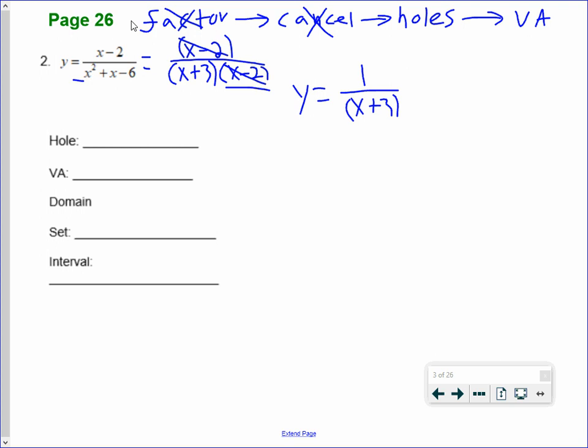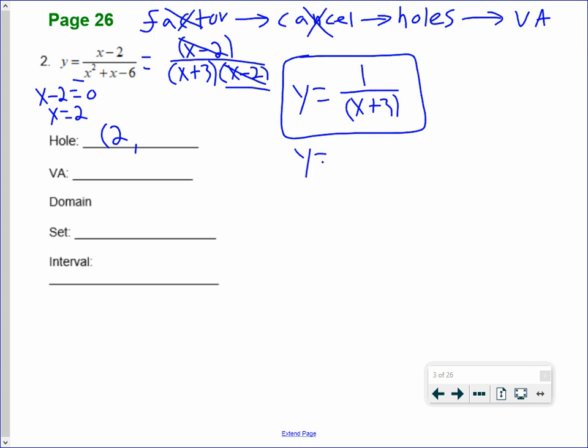And since we canceled something out, that means we're going to have a hole. We canceled out the factor x minus 2, so that means our x value of the hole will be when x minus 2 equals 0, or just x equals 2. So that's our x value of the hole. And now to find our y value of the hole, we're going to take that x value we just found and put it into our simplified equation. So we get y equals 1 all over 2 plus 3, since that 2 is our x value of the hole, and when we solve that out, we get 1/5. So our y value of the hole is 1/5.